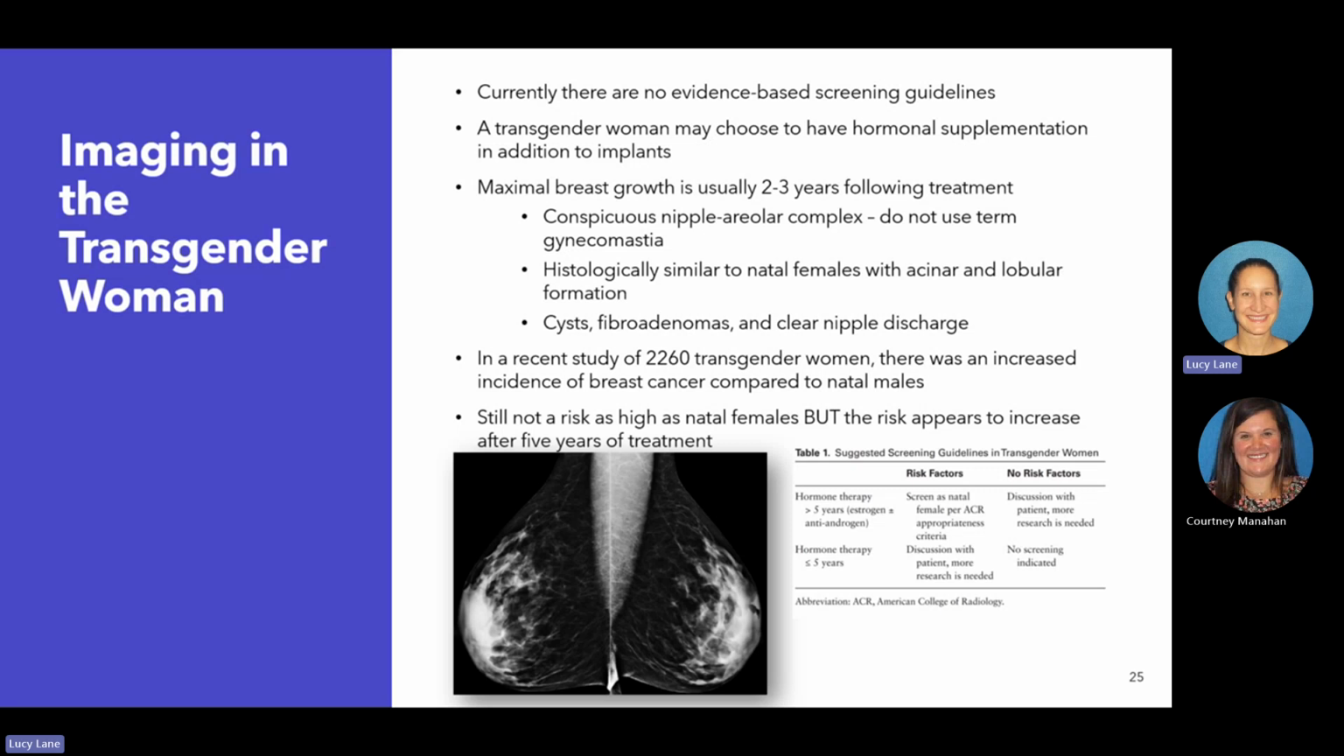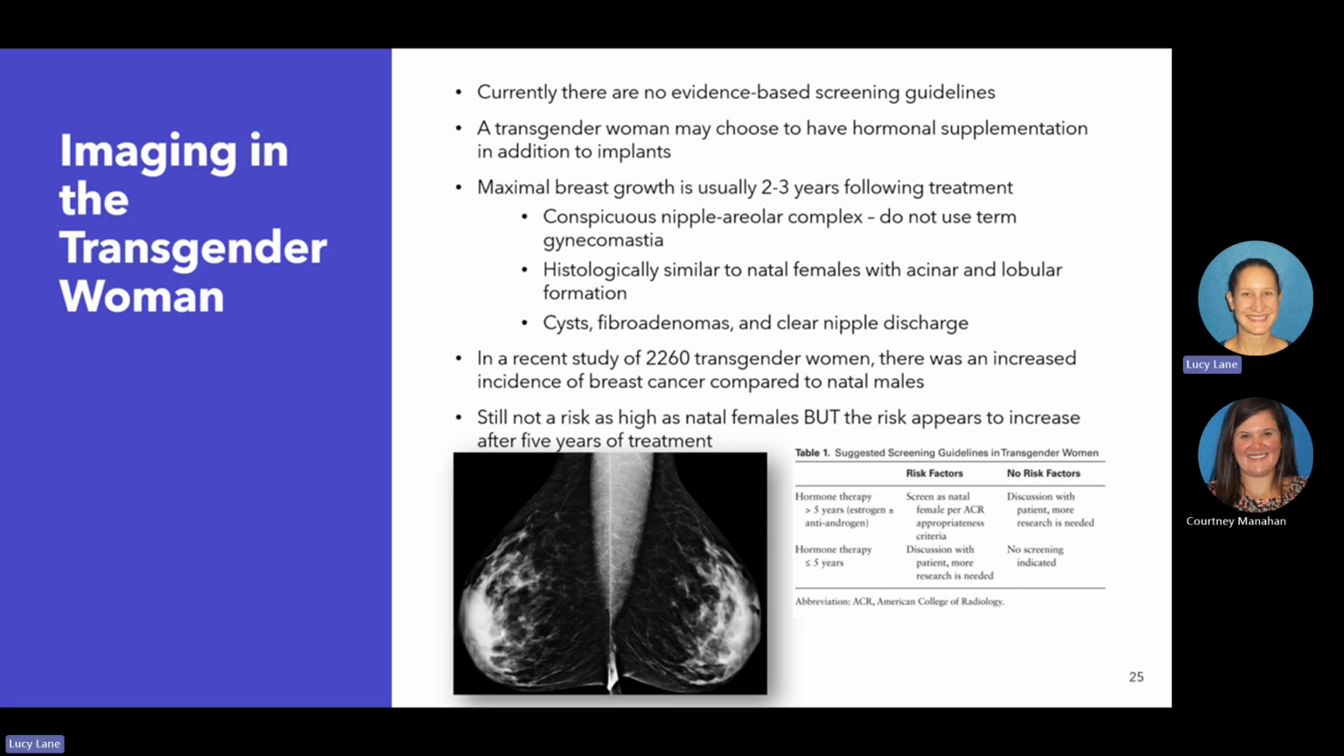The histology of the breast tissue is similar to natal females with acinar and lobular formation, which is different than just general gynecomastia. And they can therefore have cysts, fibroadenomas, and clear nipple discharge in general associated with these therapies.